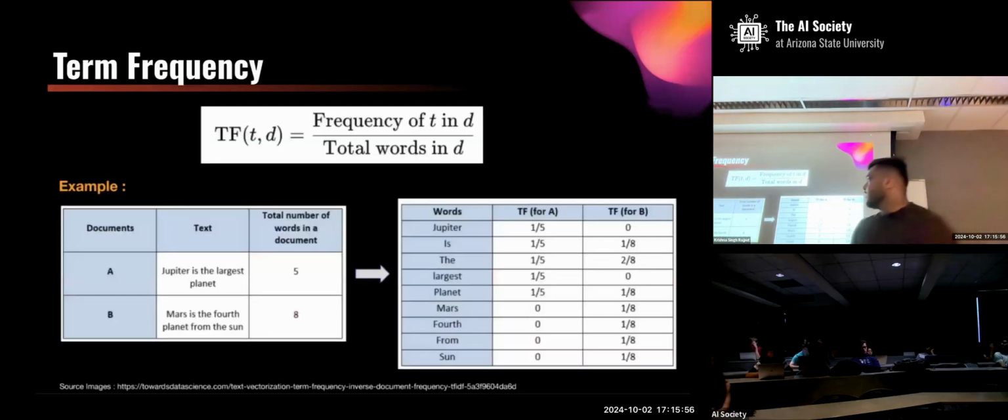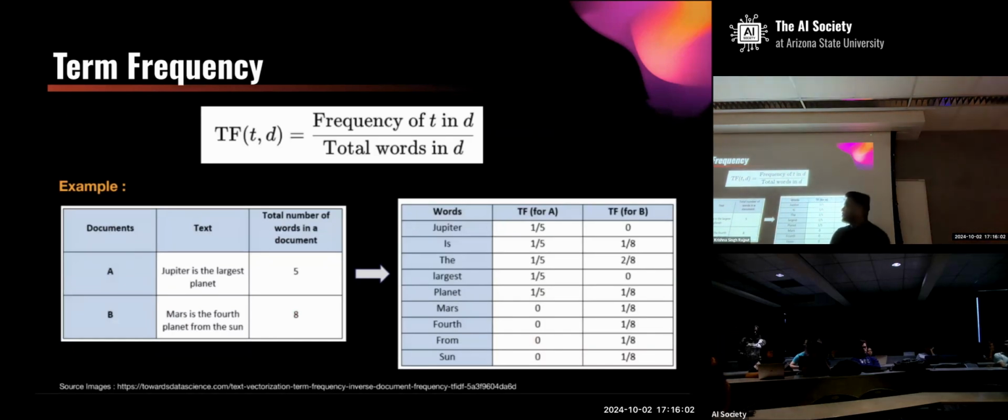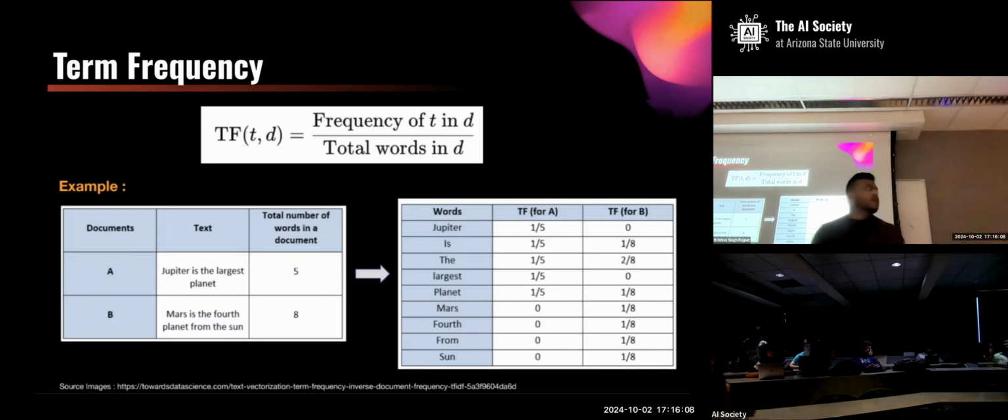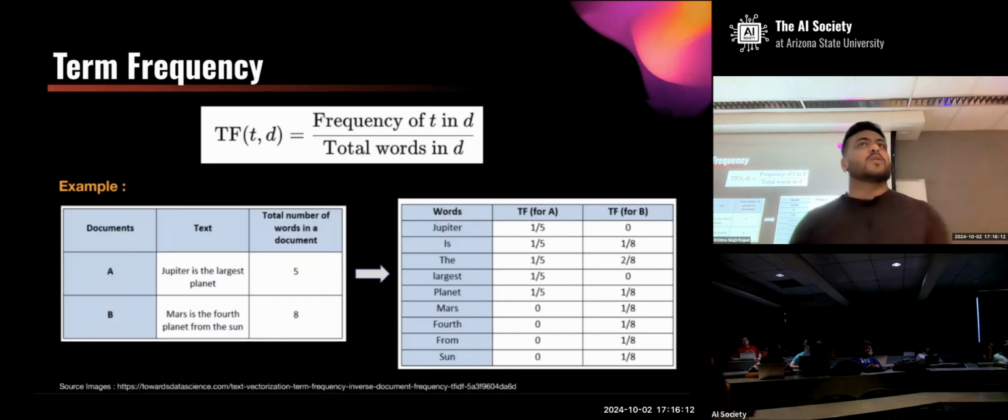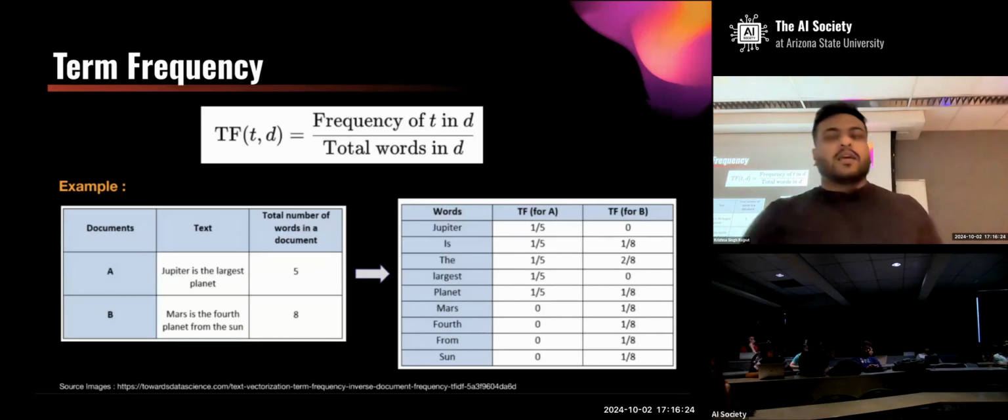So it's pretty easy. If you see here, there is this example. There are two documents. One is Jupiter is the largest planet, and in the other one, it says Mars is the fourth planet from the sun. And calculating the term frequency is pretty straightforward. We just find individual words, find their frequency, and divide by the total number of words. So that is the term frequency.